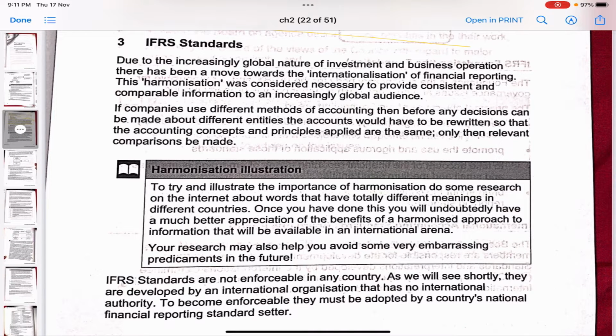IFRS standards. We all know what IFRS are. We have discussed this in the PT paper. Due to the increasingly global nature of investment and business operation, there has been a move towards the internationalization of financial reporting. So, due to globalization, every country is dependent on each other, right? Due to globalization, which eventually led to internationalization, we all need to be following the same format so that it is easy to compare each other's reports.